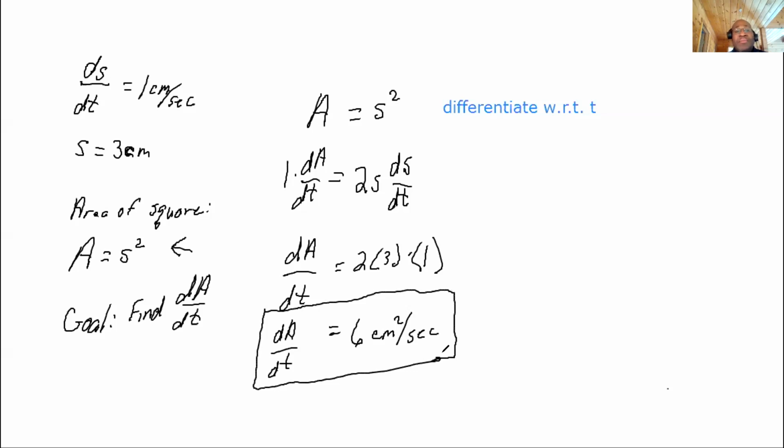So at the time that the square has a side length of 3 centimeters, the area is increasing at a rate of 6 square centimeters per second. Now, of course, the rate of change, dA/dt, is going to be different depending on what the side length is. And so the answer is going to vary depending on how big the square is and also how quickly the side length is increasing. Right, but this would be the answer to our question here. Let's take a look at another example.